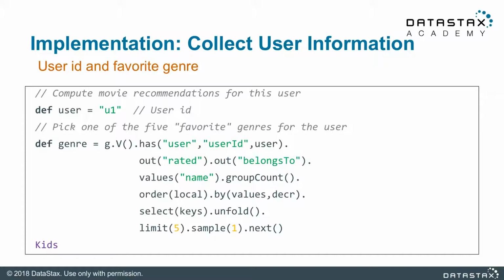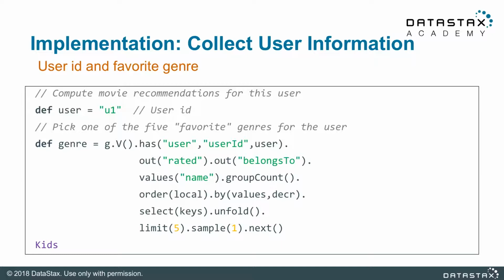Then we use the group count step basically as a score for each genre based on how many times it has appeared. Group count produces a map of key value pairs, where the key is the name of a genre and the value is the number of times that genre appeared for the movies rated by our target user.